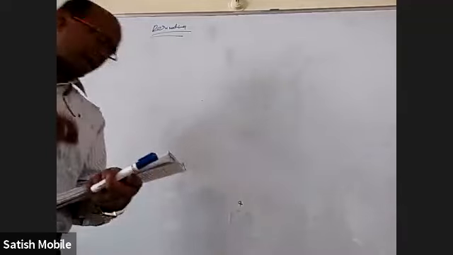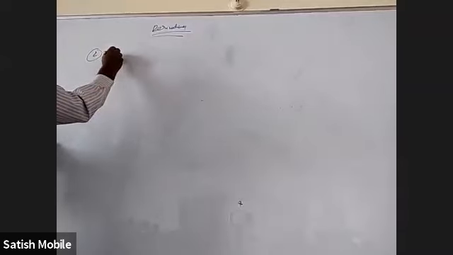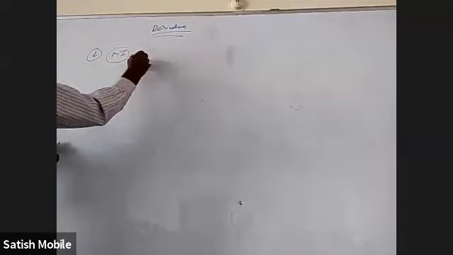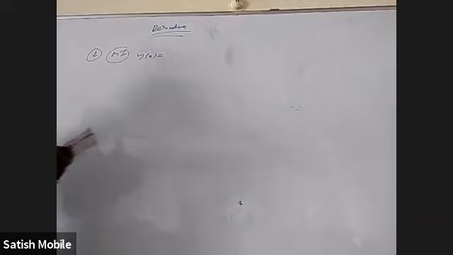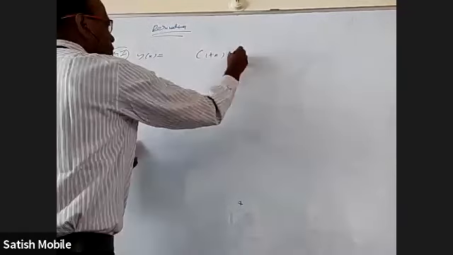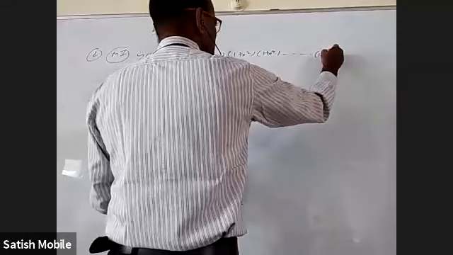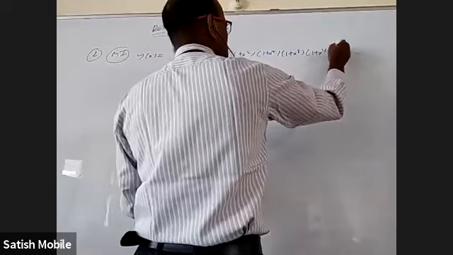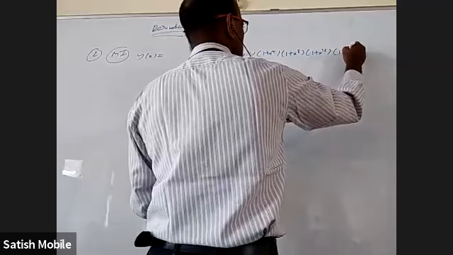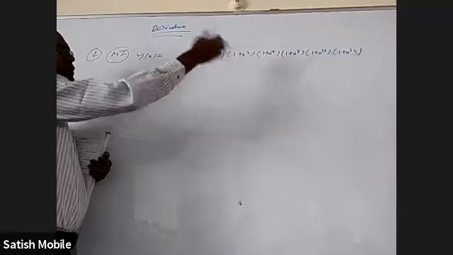Okay. Second question, if you directly use product rule, it will be quite lengthy. I want to discuss two methods. Method one: 1 plus x, 1 plus x square, 1 plus x power 4, 1 plus x power 8, 1 plus x power 16, 1 plus x power 32. If you directly use the UVW rule, it will come, but you have to differentiate one time this, one time this, one time this, and then substitute it.